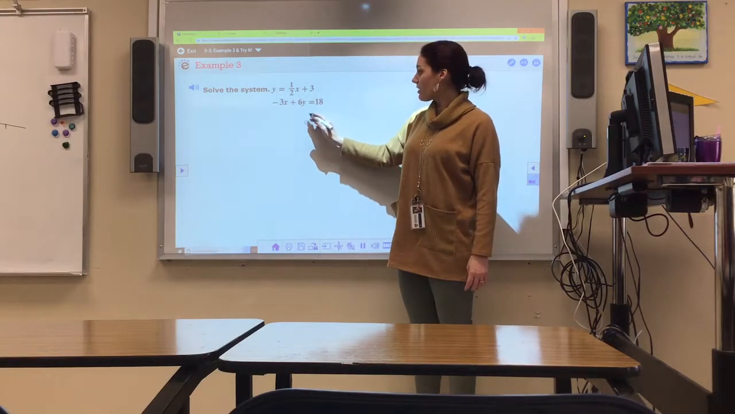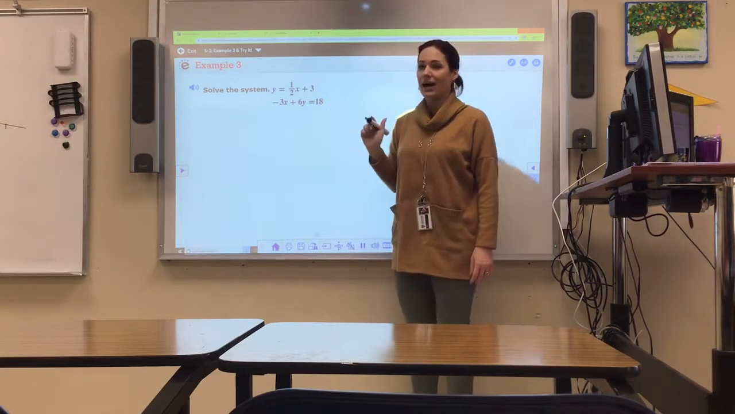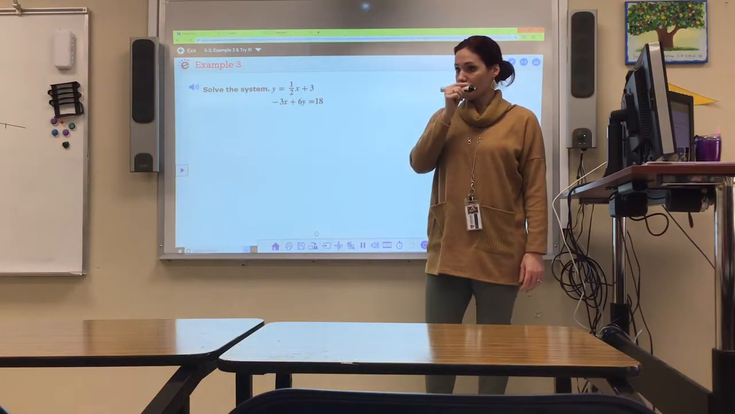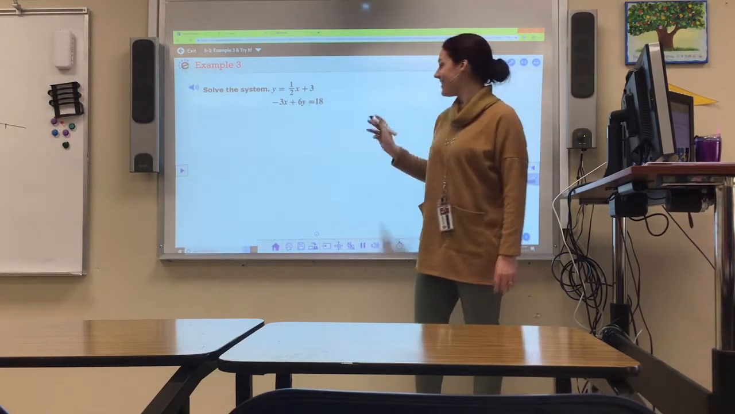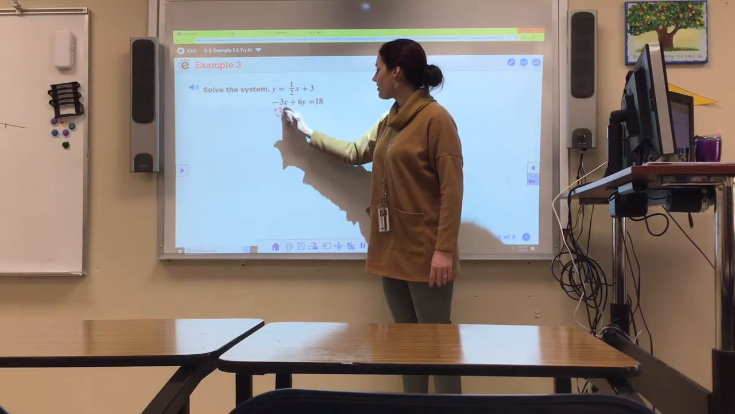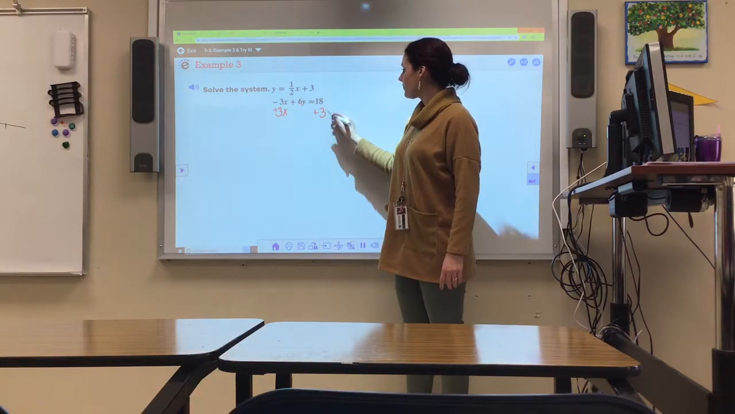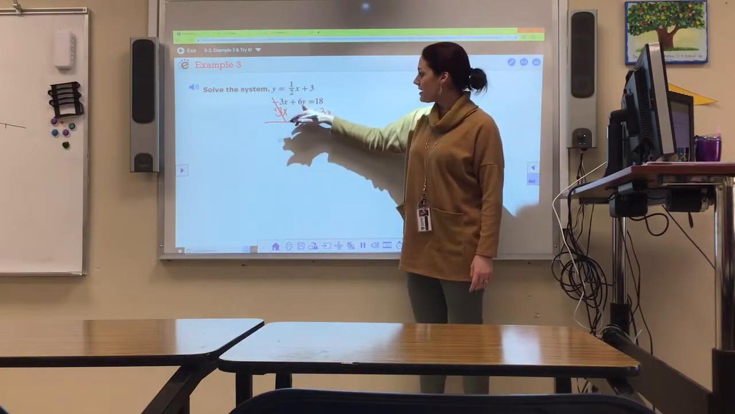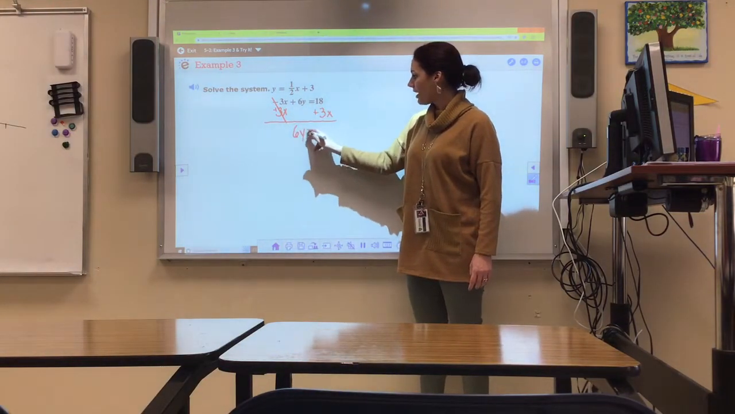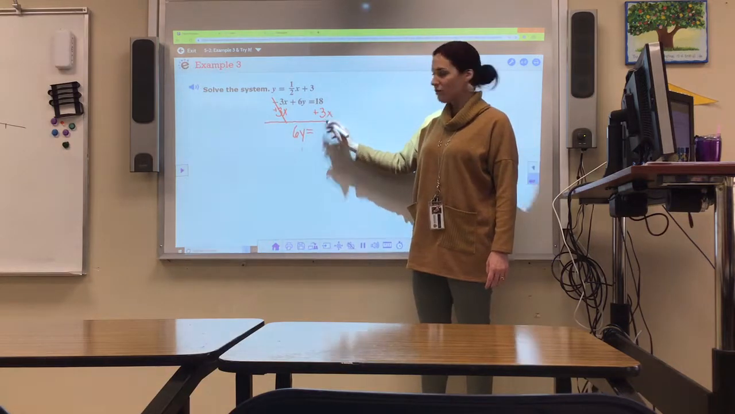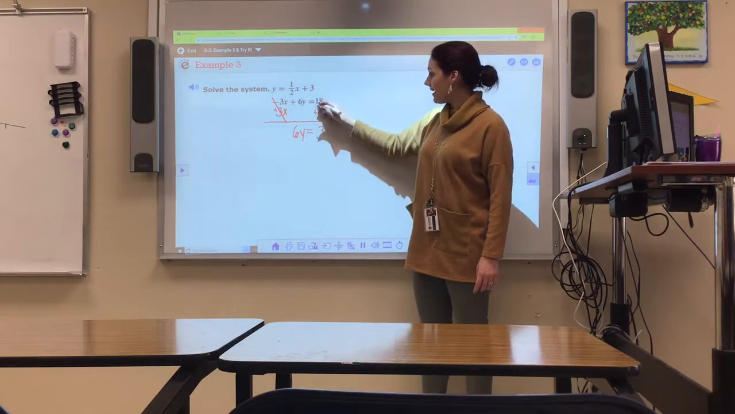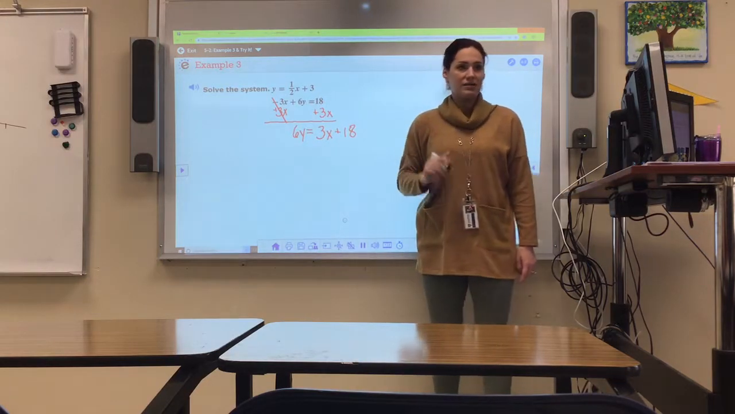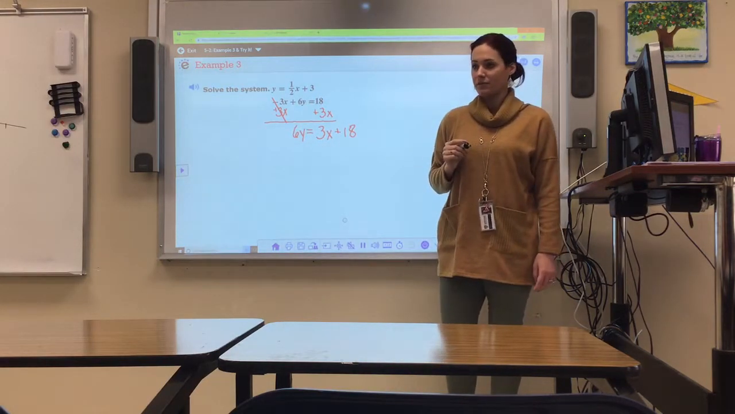So we have negative 3x plus 6y equals 18. How do I begin solving that for y? Irene, you would add 3x. Perfect. We're gonna add 3x to both sides. So on the left side I have a positive 6y, so I'm gonna write that as 6y equals positive 3x, and that's a positive 18. So everything is plus when I do that.